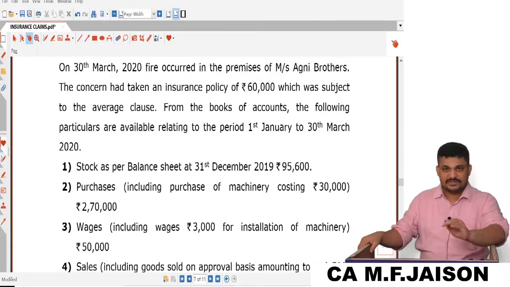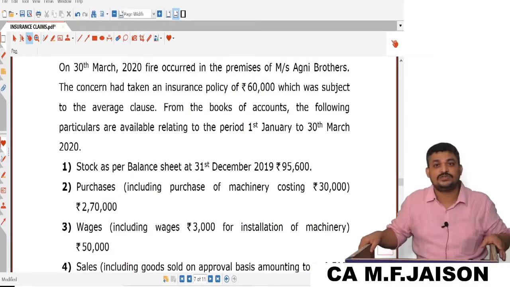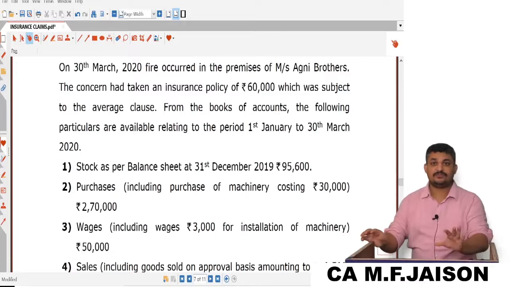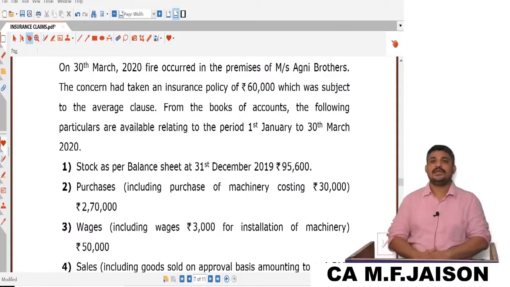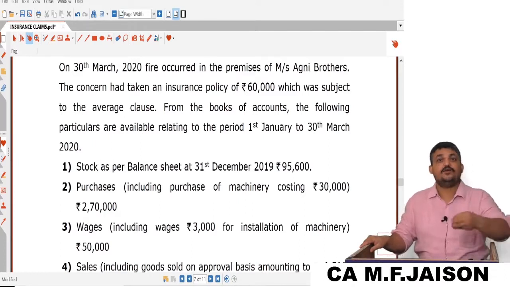Whatever we are going to discuss now is sufficient for you to tackle the adjustment that relates to sale or return transactions. Not merely this question, any adjustment that comes to a sale or return transaction you can tackle from the discussion that we are going to make now.